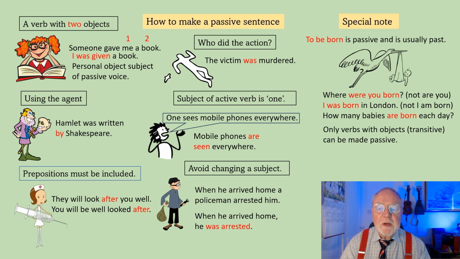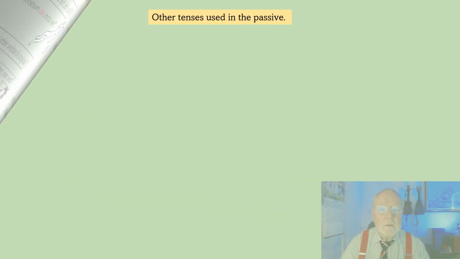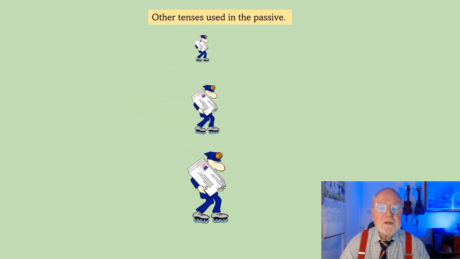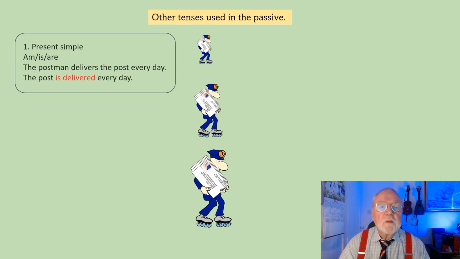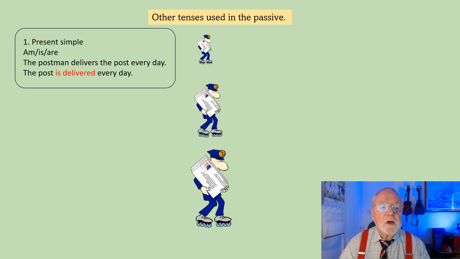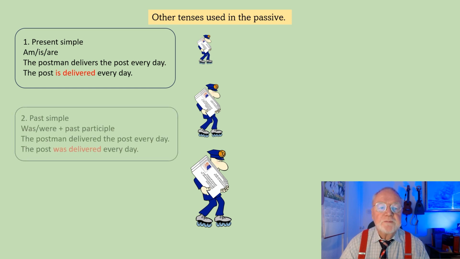I'm sure you realise by now that only verbs with objects, transitive verbs, can be made passive. But let's have a look at some of the other tenses we can use to make passive sentences. Here's the postman to help us. Present simple tense. The postman delivers the post every day. The post is delivered every day. And we don't need the postman as the agent because we know it's the postman.